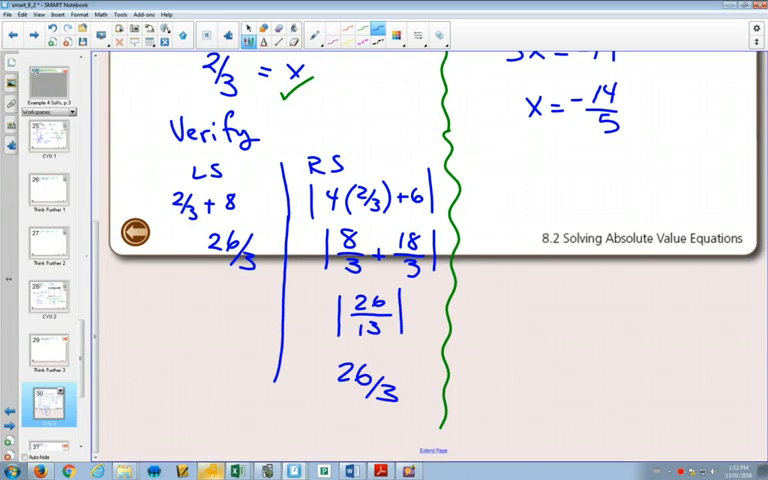I don't know where that 13 came from. I just added a line because I was doing absolute values. They look like ones.